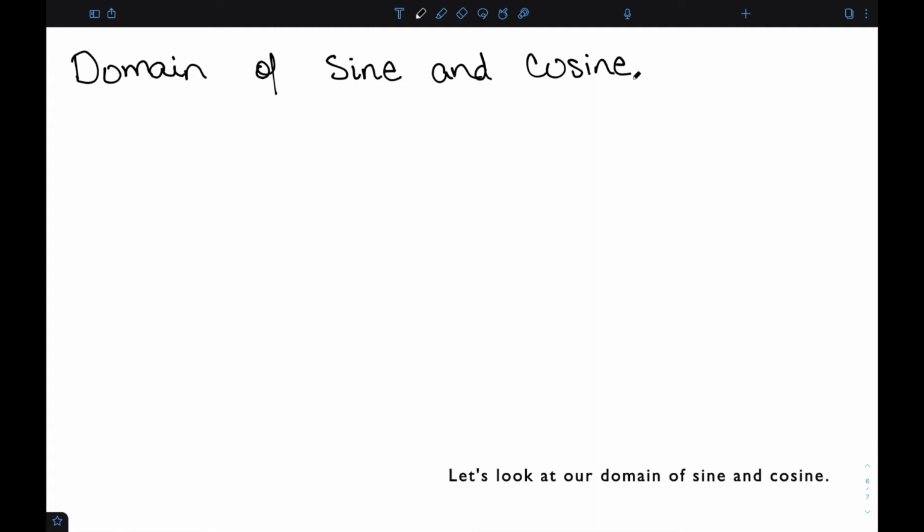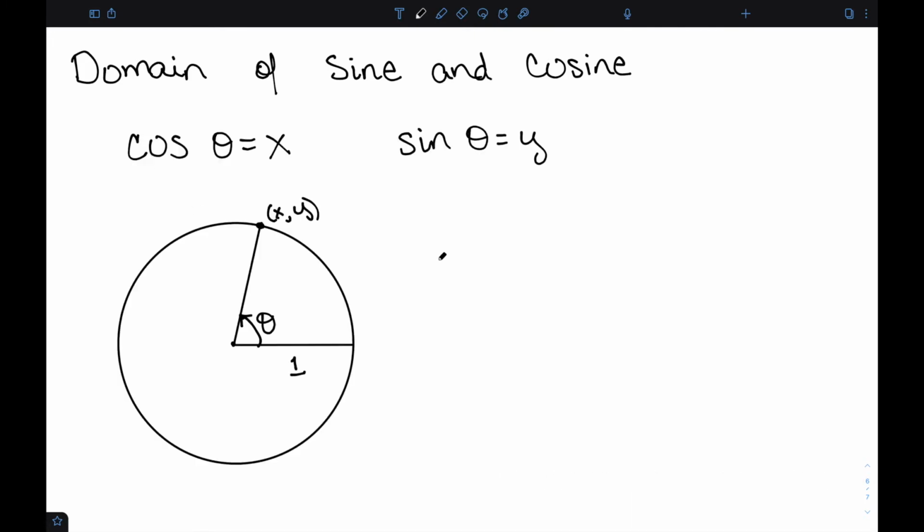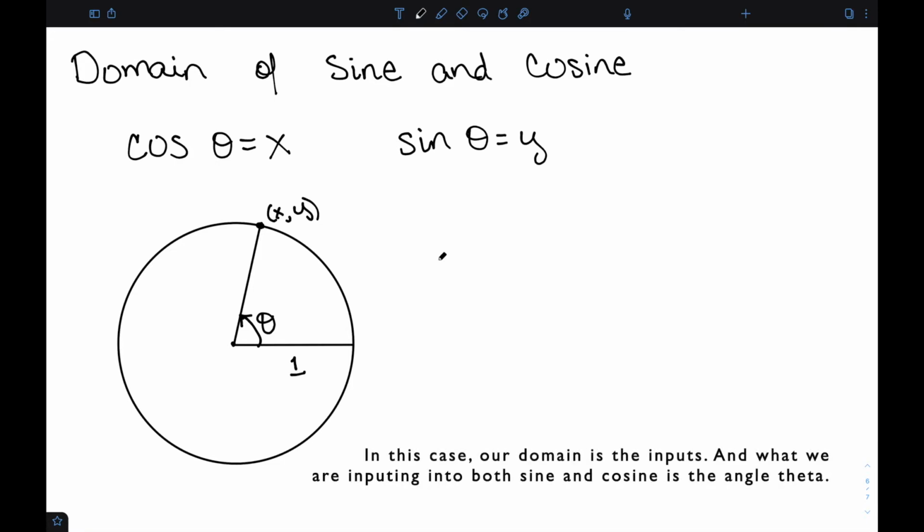Let's look at our domain of sine and cosine. Using the definition of the unit circle, we have that cosine of theta is equal to x and sine of theta is equal to y. In this case, our domain is our inputs, and what we're inputting to both sine and cosine is the angle theta.